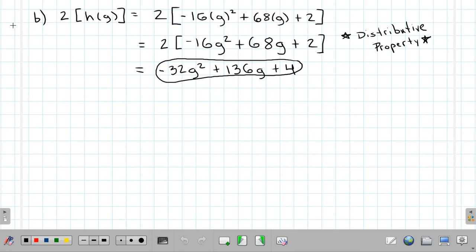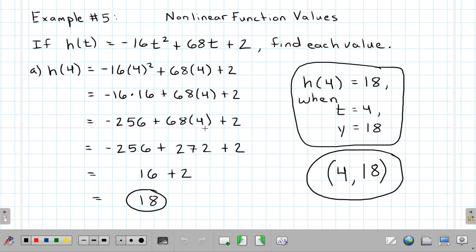Okay. Now part B, this is a little bit tricky. In this case, you have on the inside h of g, and then you have brackets around it saying you're multiplying that times 2. Well, all you're saying here is we're taking 2 and we're going to distribute the 2 on what we're calling h of g. Well, what is h of g? We know what h of t is. If we go back, h of t is this. Well, what's h of g going to be?